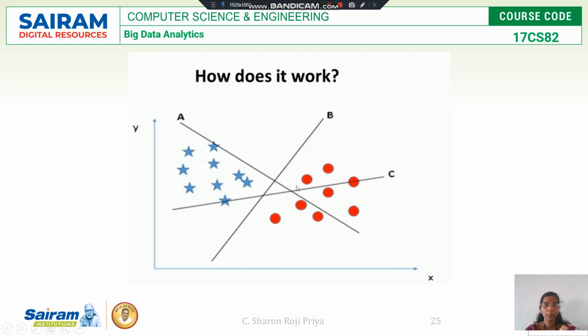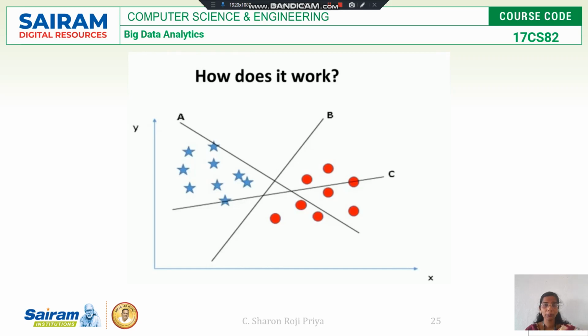Take this B hyperplane. B hyperplane is a perfect classifier because to one side of your B hyperplane you have these blue colored star data points, and to the other side of your hyperplane you have red colored circle classes, right? So this B hyperplane classifies both the classes very well.